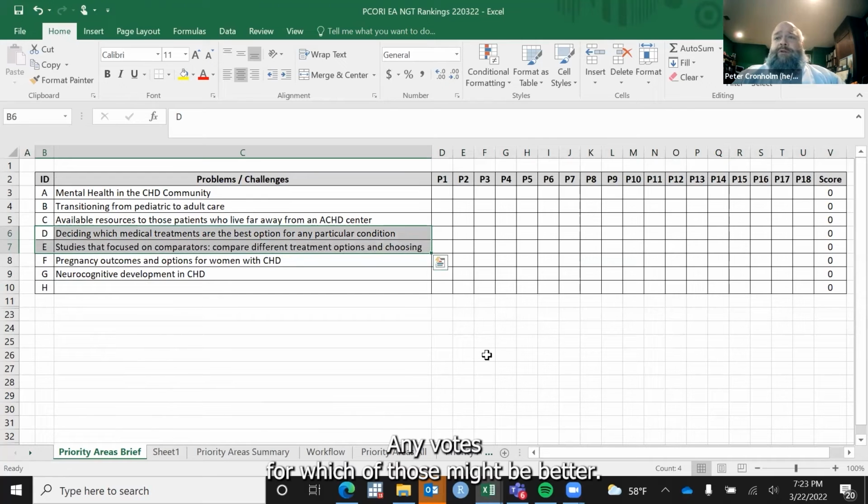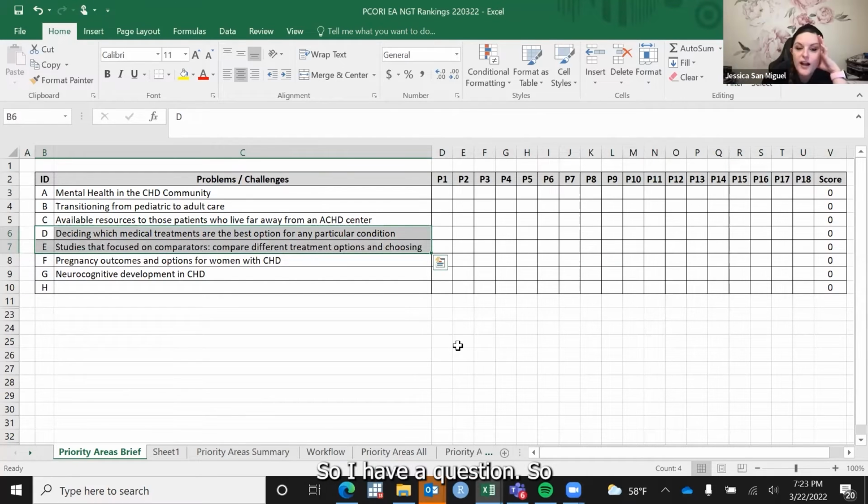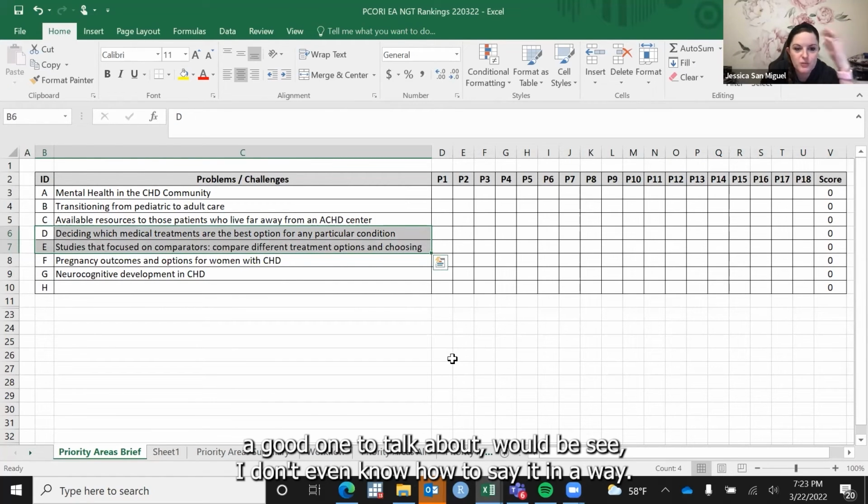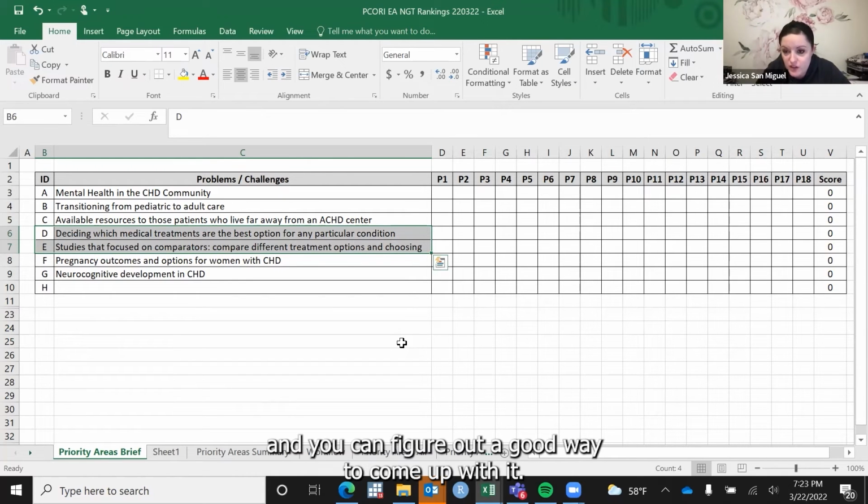Any votes for which of those might be better? So I have a question. One category that I have been dealing with myself, and I thought would be a good one to talk about, I don't even know how to say it in a way. I'm just going to tell you what it is and you can figure out a good way to come up with it.